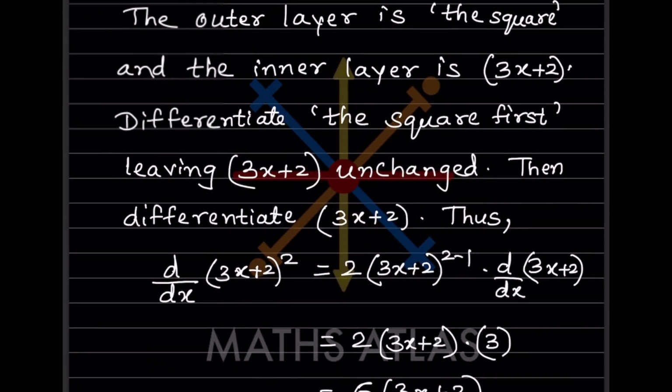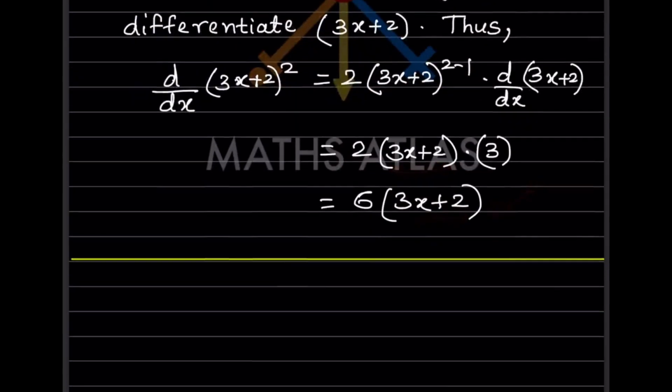Now when you solve this part, 2 minus 1 means 1. And the derivative of 3x + 2 is 3 × 1 × x^(1-1), so 3 into 1, x^0 is going to be 1. So this is going to be 3, and this 2 is a constant, so that is 0. Now what will you do? 3 twos are 6, and this 3x + 2. So this is the answer.